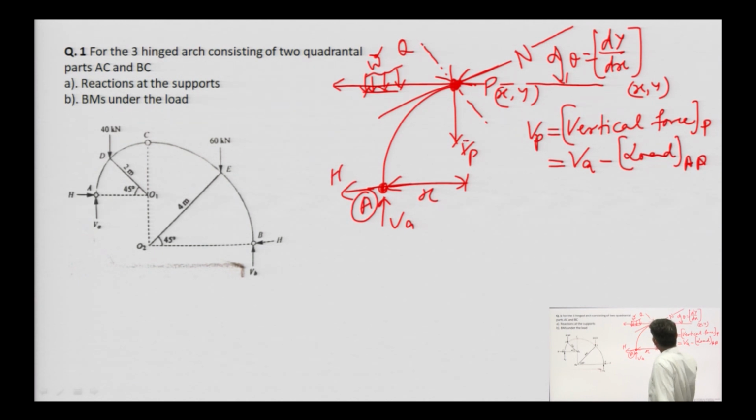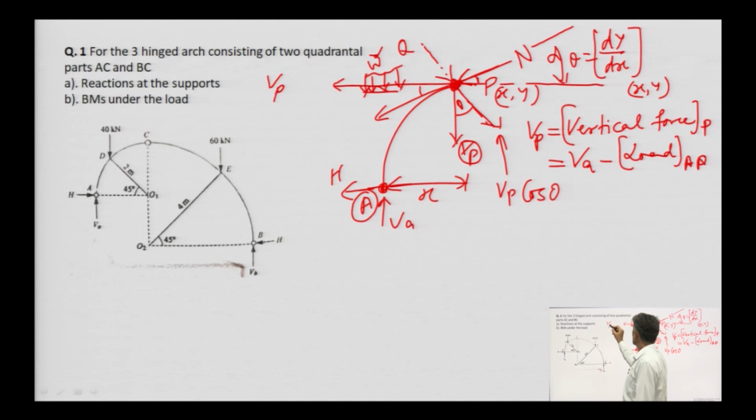Now that force has to be resolved in this direction and this direction. If this is theta, then that angle will also be theta. So this angle is theta, and this is 90 minus theta. So this one component is Vp cos theta, and this one component is Vp sin theta. Clear?